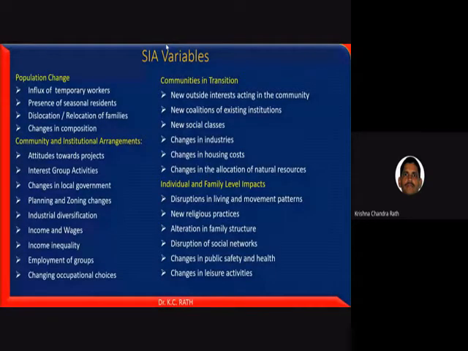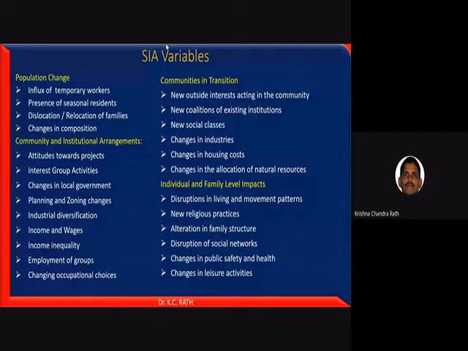And the variables include population change, a lot of variables, which include social impact assessment, influx of temporary workers, presence of seasonal residents, dislocation, changes in composition. Then come community and institutional arrangements, attitudes, interest group activities, change in local government, planning and zoning changes, etc.